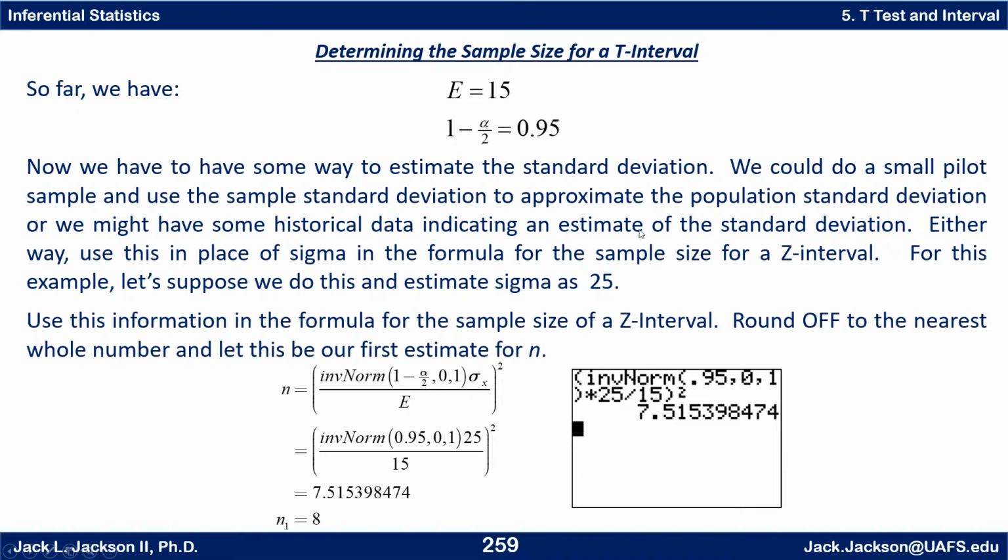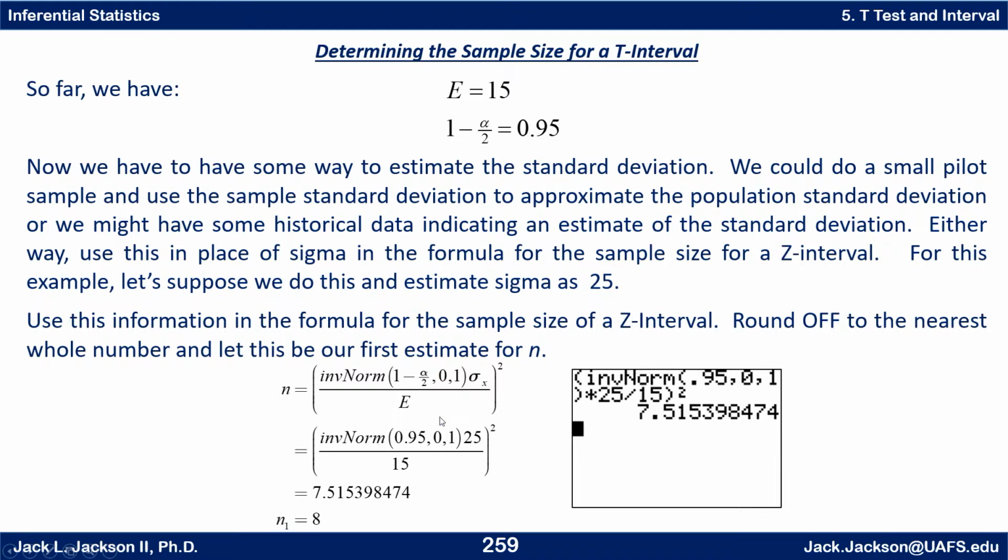Now, what if we've got a sample already? We could use the standard deviation from that little pilot sample, or we might have some idea from the past, but we're going to have some idea of what to put in for this. Okay, so let's suppose for this example we do this one way or the other and estimate sigma is 25.